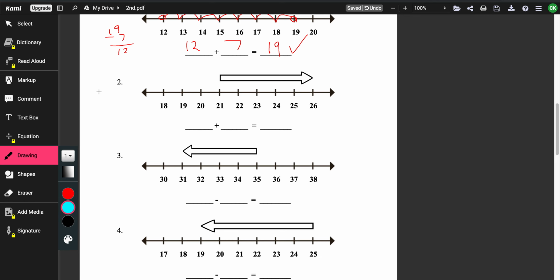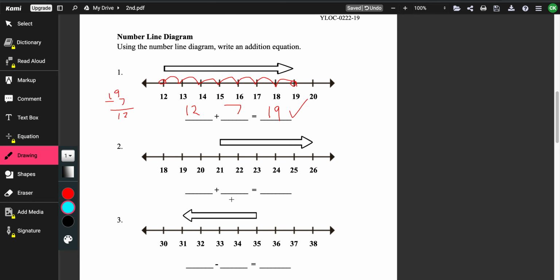And let's take a look at number 2. Again, looking at the starting point, which is 21, end point, which is 26. So we'll write that starting point up here and then 26 down here. We'll count how many steps it took us. 1, 2, 3, 4, 5. It took us 5 steps. And 21 plus 5 does equal 26.